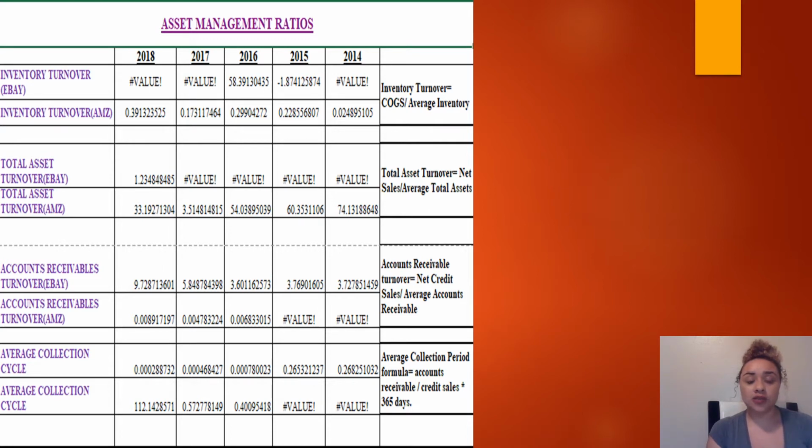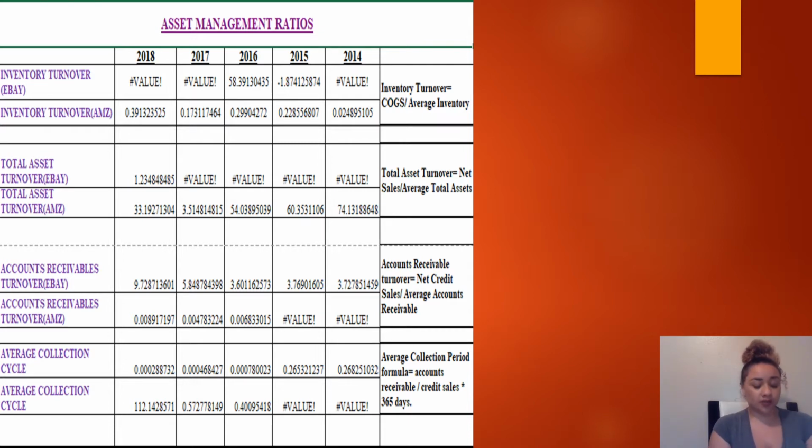Included in the asset management ratios, we have the inventory turnover, the total asset turnover, accounts receivable turnover, and average collection cycle. The inventory turnover is calculated by dividing the cost of goods sold by the average inventory. For the total asset turnover, we divide the net sales by the average total assets. For the accounts receivable turnover, we divide the net credit sales by average accounts receivable. For the average collection cycle, we divide the accounts receivable by credit sales times 365 days, which are within that period of that cycle.